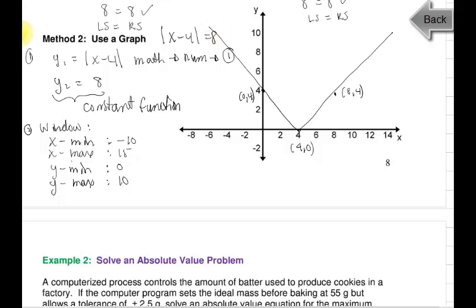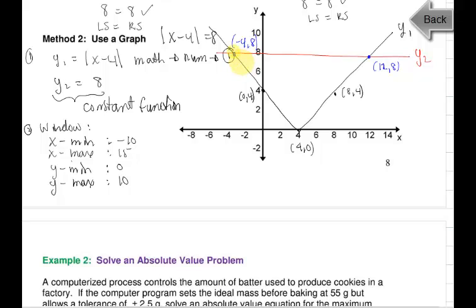Okay. And then y2, alright, so that's y1. And then y2 is your constant function. It will go straight through 8. Alright, and so what we're looking for are our points of intersection. Okay, so we will have one here and one here, and you're going to find that the one on the right intersects at (12, 8), and the one on the left intersects at (-4, 8).